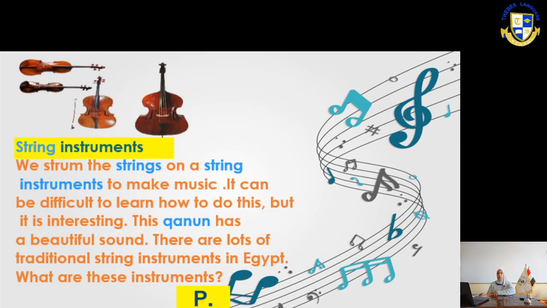Picture number 2, we're going to talk now about string instruments. We strum the strings on a string instrument to make music. It can be difficult to learn how to do this, but it is interesting. This qanun has a beautiful sound. There are lots of traditional string instruments in Egypt. What are these instruments? One of them is the qanun.